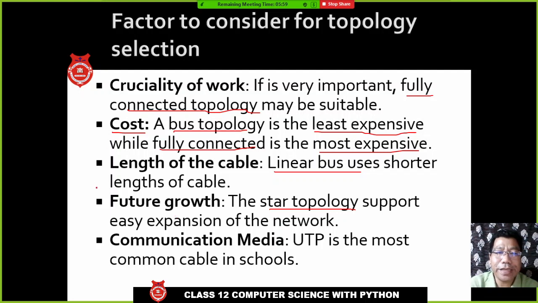And for these types of networks, communication media UTP may be used. UTP means unshielded twisted pair cable, which may be the most common choice, let's say.